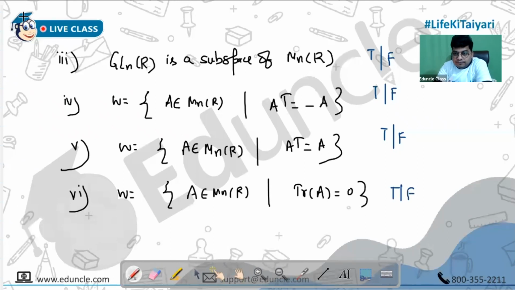Tell me, what is the answer of number 3? Is it a subspace? Number 3 is not a subspace. Very good. Because GLNR is the set of all n cross n real matrices such that the determinant is non-zero, and zero does not belong to GLNR. It means this is not a subspace.